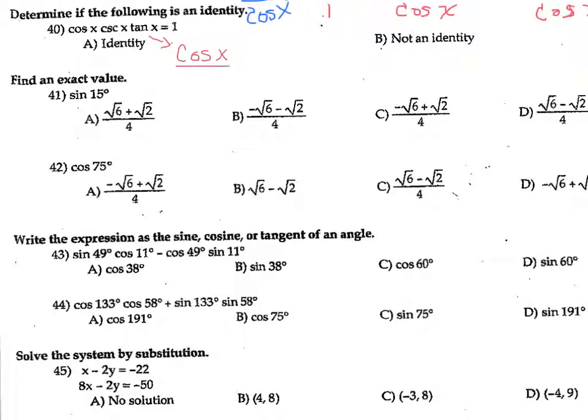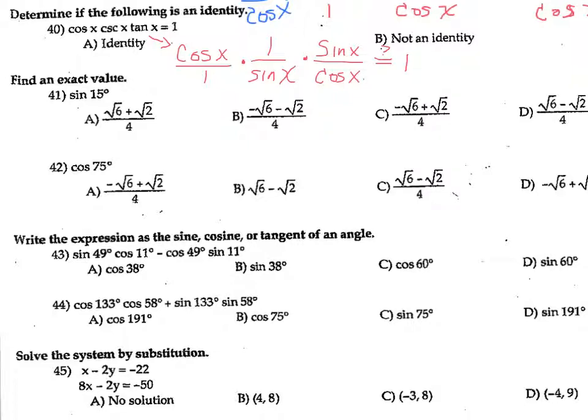You want to put that over 1. That's a good idea. Okay. And then what else? Oh, sorry. What's cosecant? 1 over sine. Yeah. Okay. What about tangent? Sine over cosine. Okay. And the question is, does that equal 1?